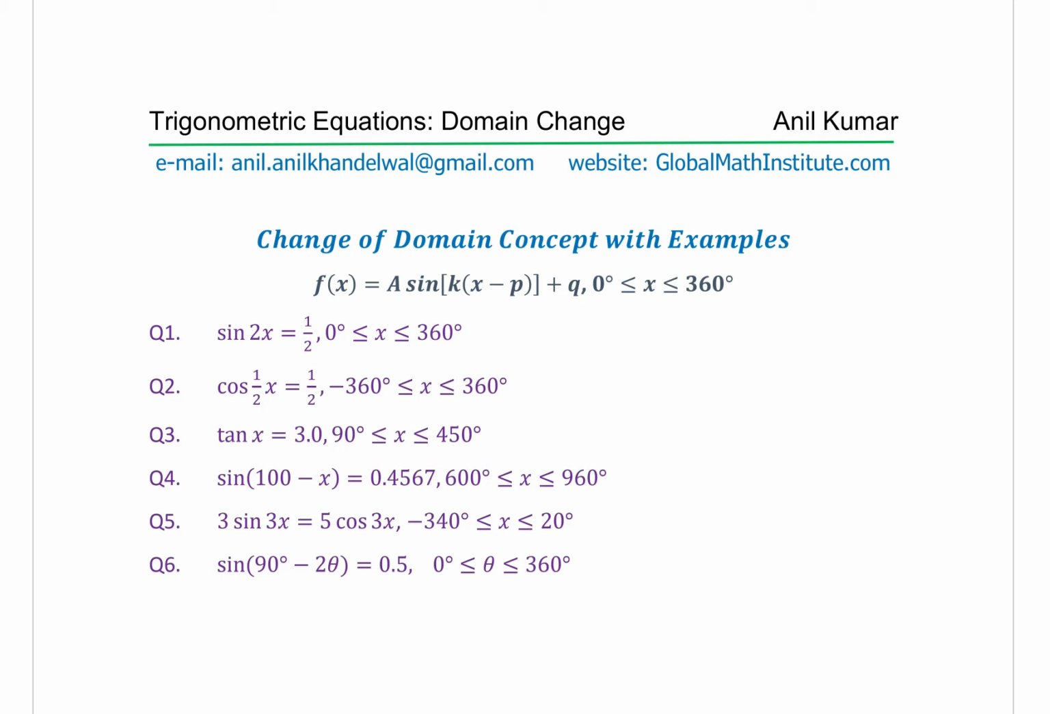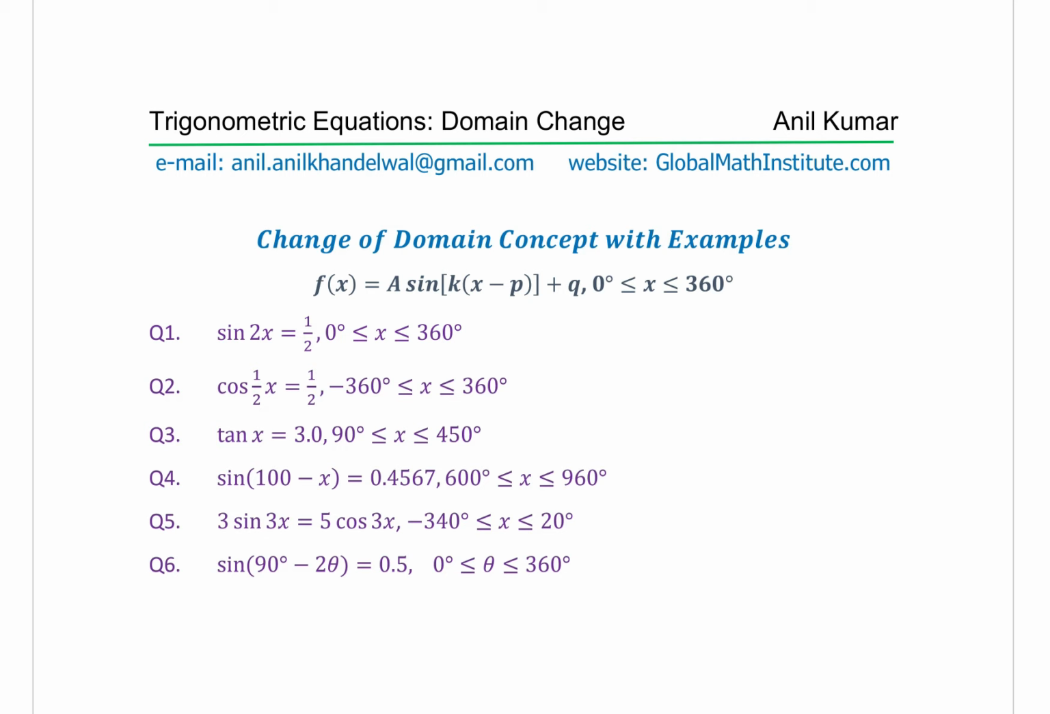In this video, we'll discuss how to provide solutions for trigonometric equations where we are given a restricted domain to work with. At times, we may need to change the domain to get the right answers. Here are 6 examples which we are going to take one by one.